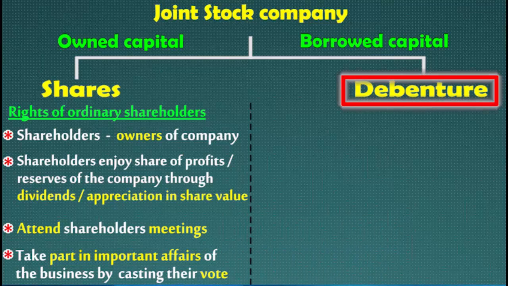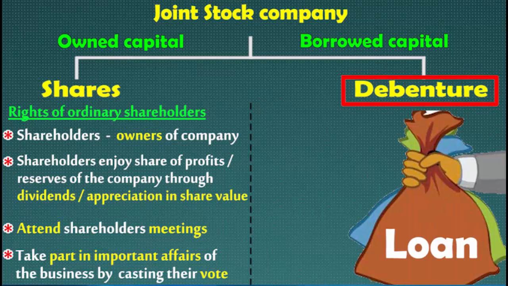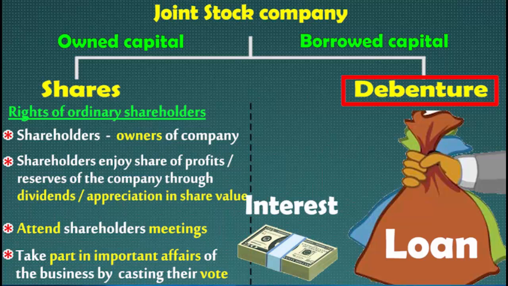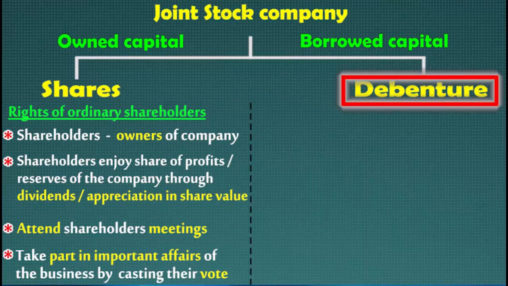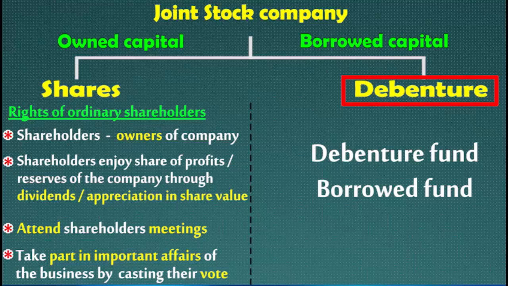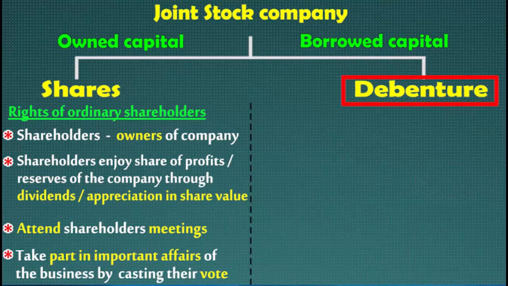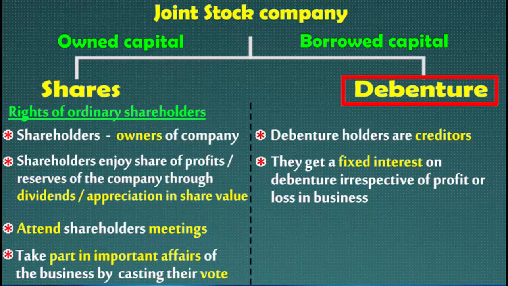Whereas debentures, on the other hand, are nothing but loans that are taken from general public on an interest. These amounts all put together, which are raised in the form of debentures from public, is the debenture fund or the borrowed fund of a company. Debenture holders are not owners of the company, but they are the creditors. They are not involved in the company affairs.